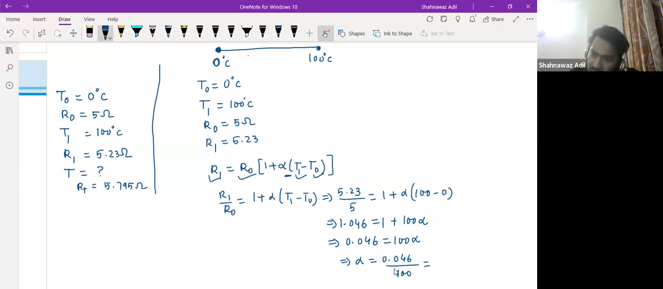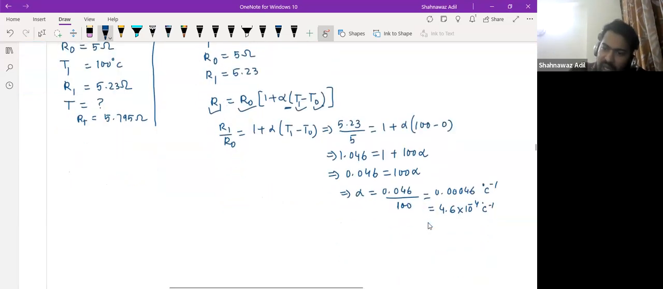So this would be 0.00046 per degree C. And if we write this in this way, it is 4.6 times 10 to the power minus 4 per degree C. So this is the alpha that we have got.